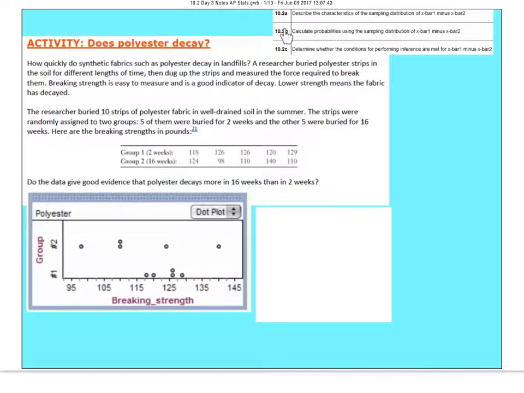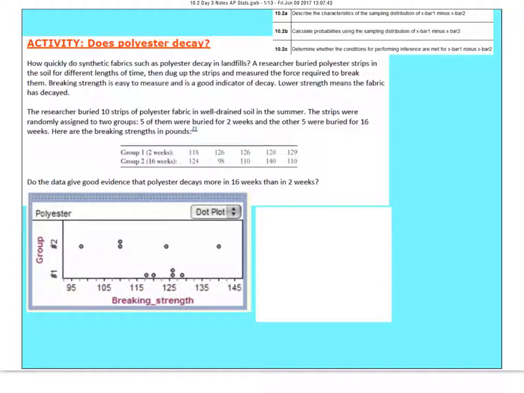In 10.2 A, B, and C, we're going to describe the characteristics of a sampling distribution of x bar 1 minus x bar 2. We'll talk about how to calculate probabilities, and then we'll also determine whether conditions are met, computing the differences in two different means.